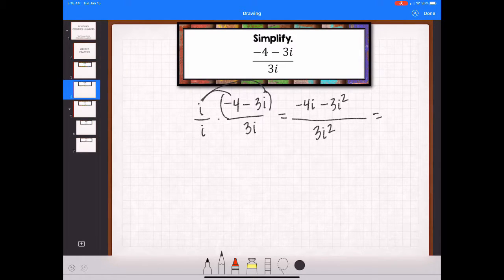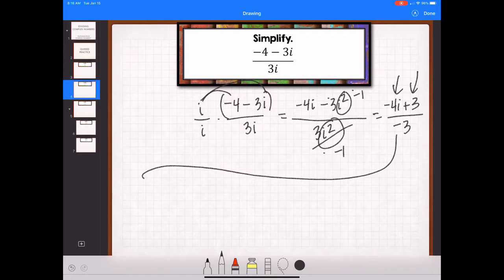I'm going to simplify by getting rid of the i squareds. I'm switching those out to -1. So my numerator now is -4i, -3 times -1 is +3. In the denominator, I'm switching out that i squared with -1, so 3 times -1 is -3. Now, because it's still 2 parts, you're going to have to split this fraction to simplify it more.